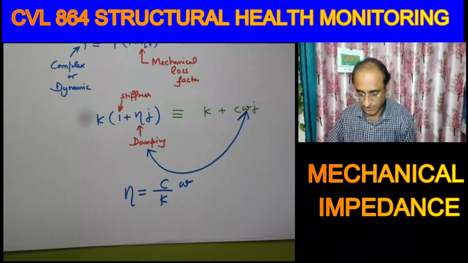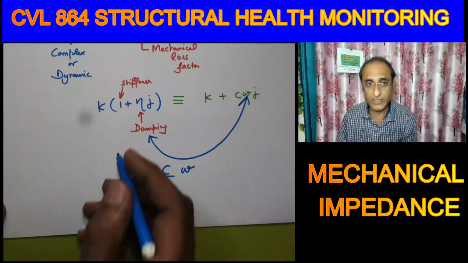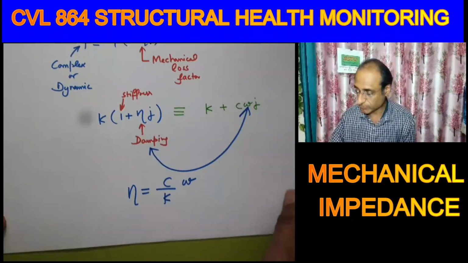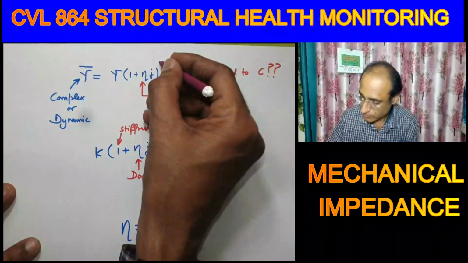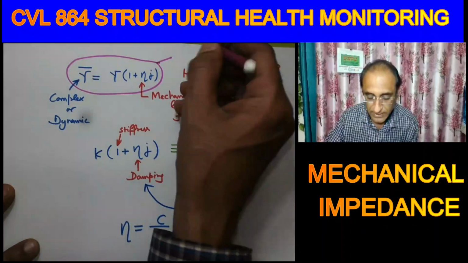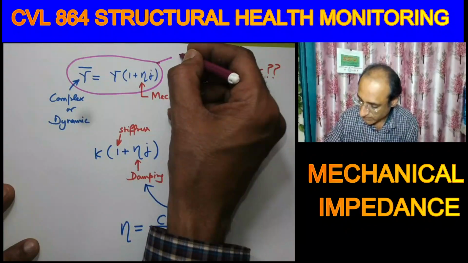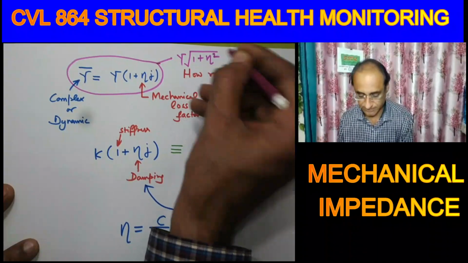So if you find the actual value of the Young's modulus, which we have defined like this, its magnitude will now be higher. It will be E under root 1 plus eta square, so slightly higher than the static value.